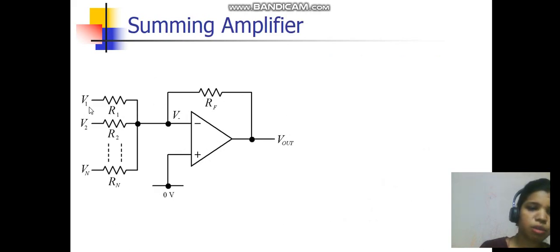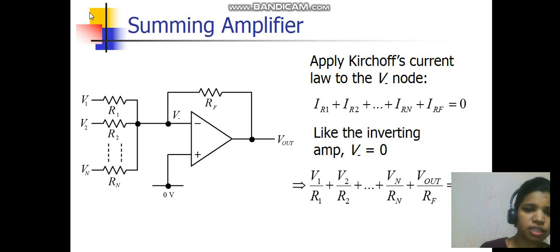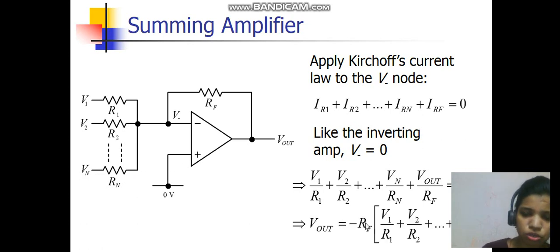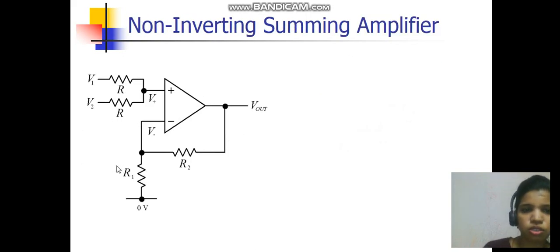And summing amplifier means we have applied multiple inputs here, V1, V2, V3. Now how to calculate the output voltage? You have to apply Kirchhoff's law. All the currents will be summed at this point, and that is equal to the output current. This voltage V1 minus 0 upon, why is it 0? By using the virtual short and virtual ground concept. V1 minus 0 upon R1, V2 minus 0 upon R2, up to Vn minus 0 upon Rn. From this equation, we will find V out equals minus Rf times V1 by R1, V2 by R2, up to Vn by Rn. Then again the input impedance for one branch is R1, for the second R2, for the third R3, and so on.